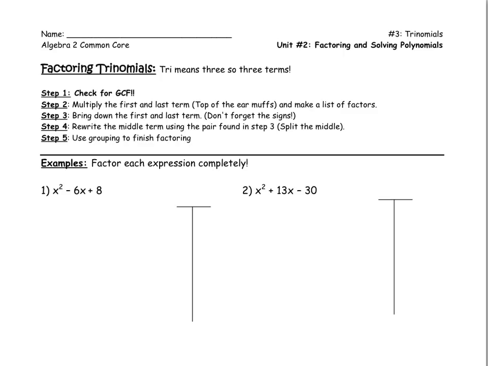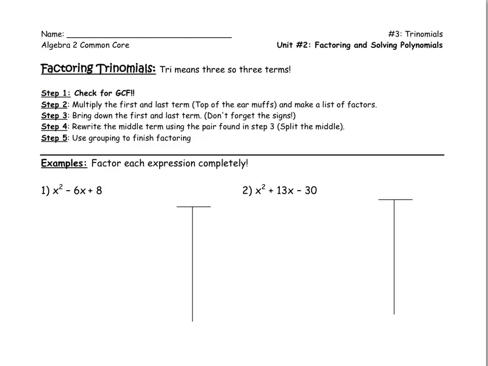Okay, I'm going to read off the steps. So first step, we're going to check for a greatest common factor. So here, in example number 1, I don't know if there's a common factor. I mean, between 6 and 8 I can divide out a 2, but I can't divide a 2 out of all 3 of these, so therefore there's no GCF. So step 1 is done.